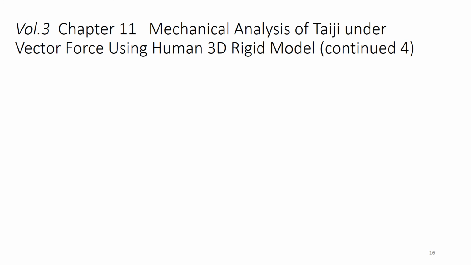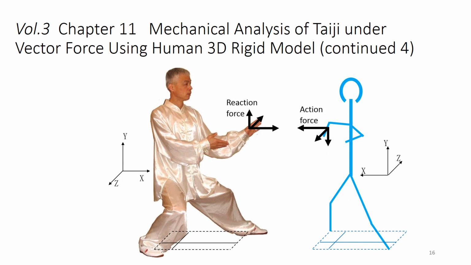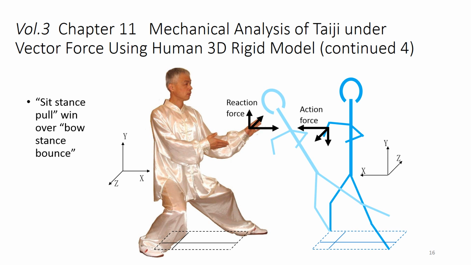Chapter 11. Mechanical analysis of Taiji under vector force using human 3D rigid model. Continued 4. Sit stance pull, wind over bow stance bounce.